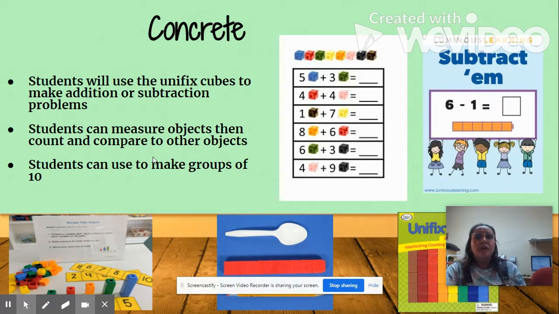Also in this stage, students can use these cubes to make groups of 10. So you'd have 10 here, 10 there, 10 there, and then you can have your students add all of those numbers together, or you can have students make a group of 10 and then take away 5, something like that.